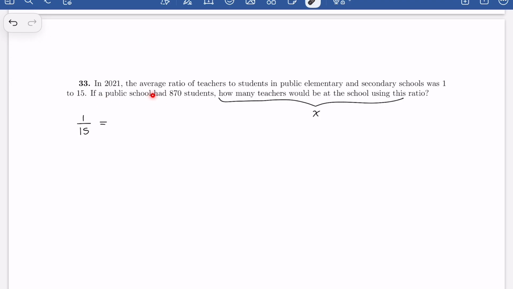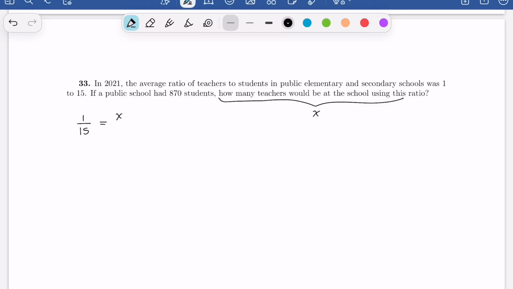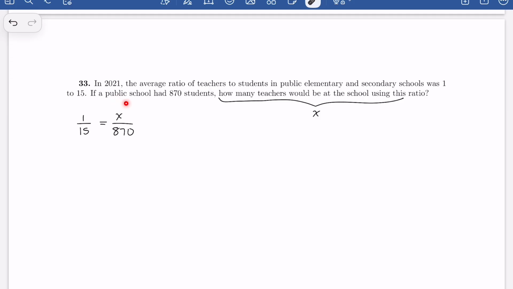We're given that if a school had 870 students, how many teachers would be at the school? Using this ratio, our teachers are going to be on the top and our students are going to be on the bottom. So this is what's called a proportion. A proportion is two ratios being equal to each other. Overall, we're told that the average ratio of teachers to students is 1 to 15. Now, if we're using this on average, that means x amount of teachers to 870 students, this ratio must be equal to this one. So this is a proportion, and what we need to do is solve for x.